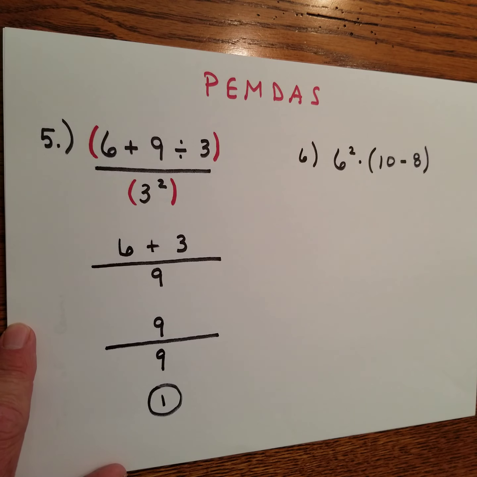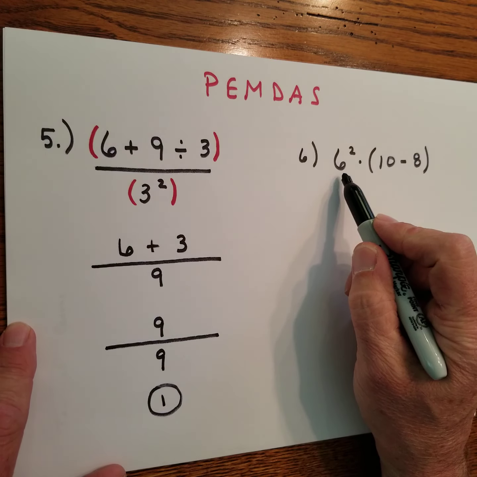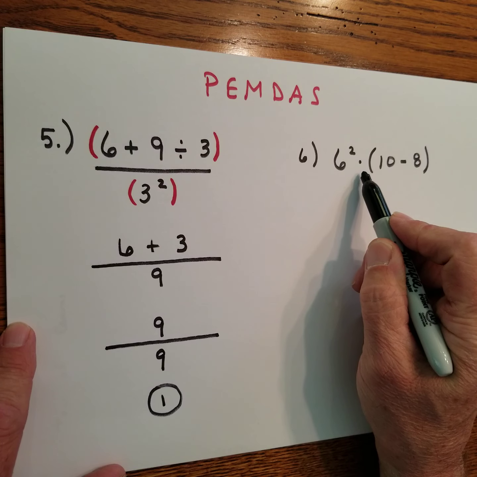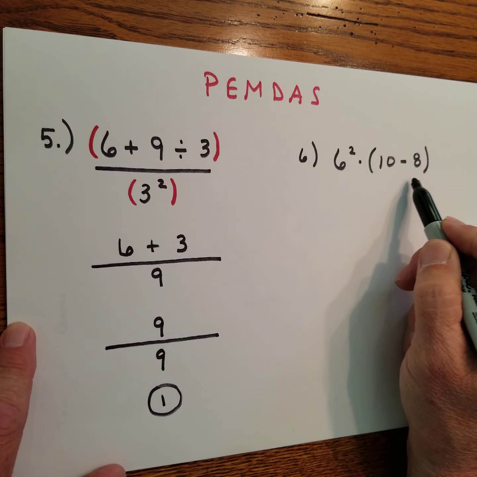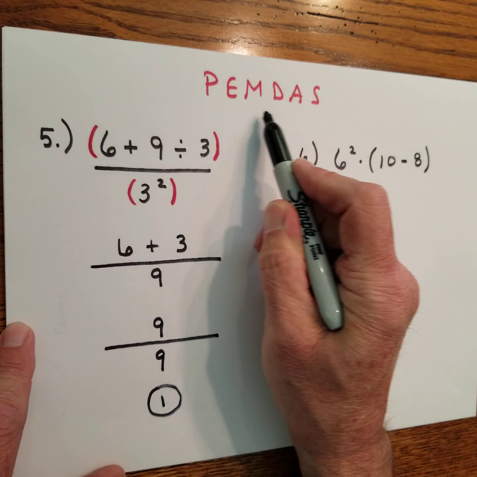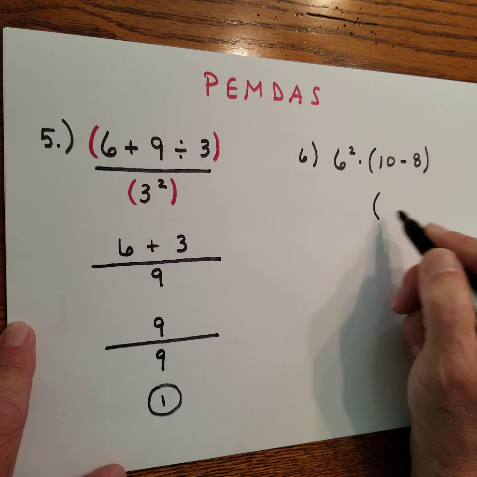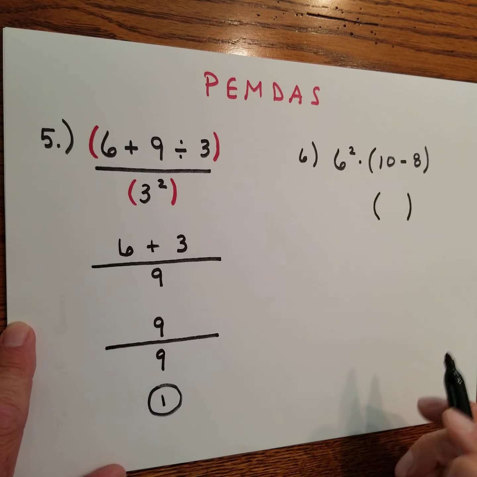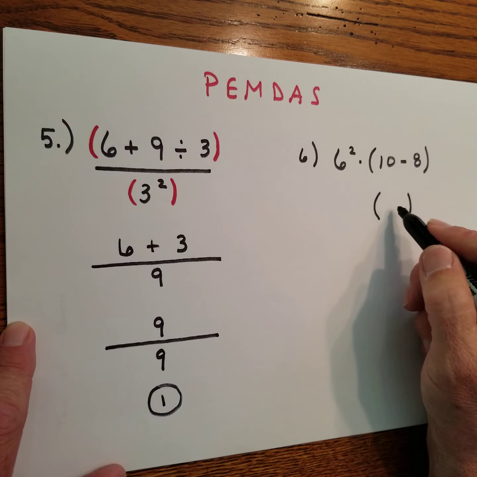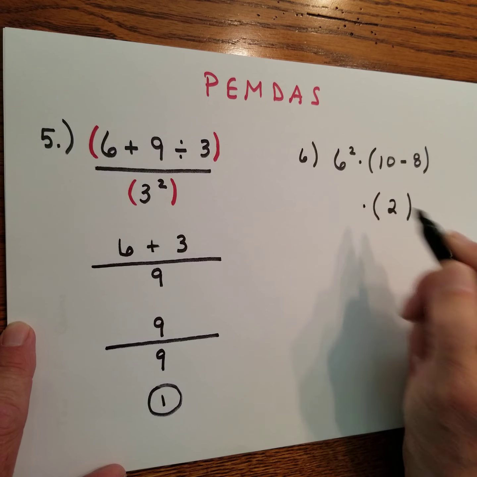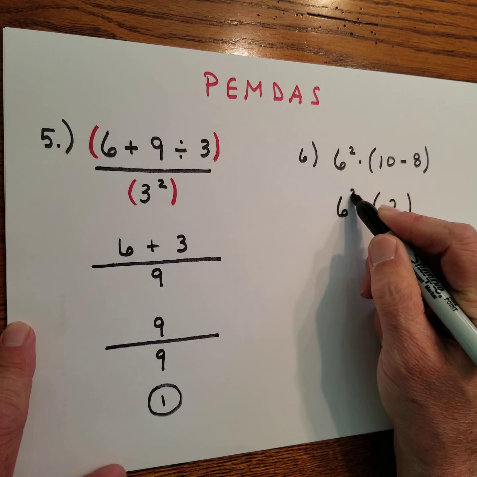Here comes number 6. I see an exponent, multiplication, subtraction, and parentheses. Let's think PEMDAS. Do parentheses first. Work inside of the parentheses. 10 minus 8, that's 2. Let's copy everything else.